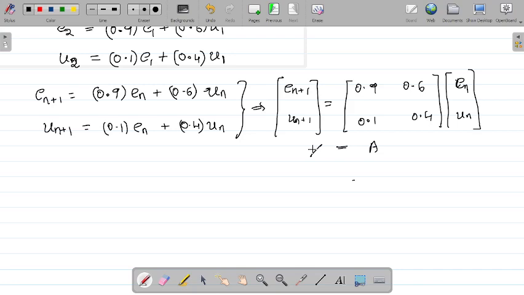This matrix A is the same. So if you want x2, that is simply A times x1. Whereas if you want x3, that is A times x2, which equals A times, again you know what is x2, A times x1, so that's nothing but A square times x1.